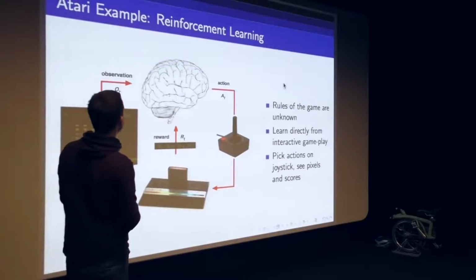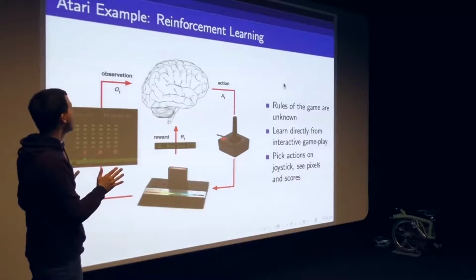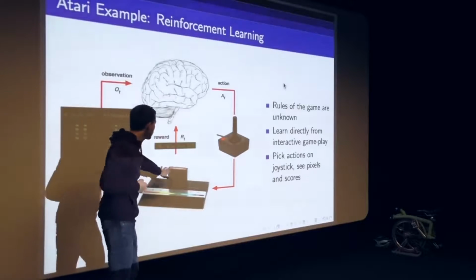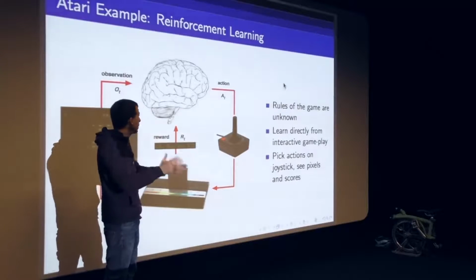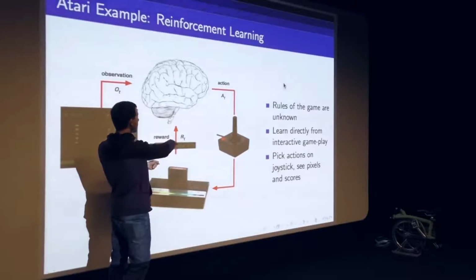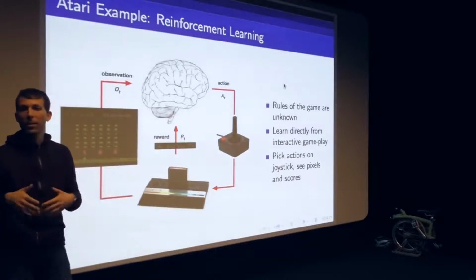Let's talk about the Atari problem again. I already went through this slide earlier. But this was the reinforcement learning problem, right? We start, no one told us how this emulator works. We just put our machine in front of this thing, it's trying to figure it out through trial and error. We don't know the rules of the game, we just see the scores on the screen and get to control the joystick. That's the RL problem.